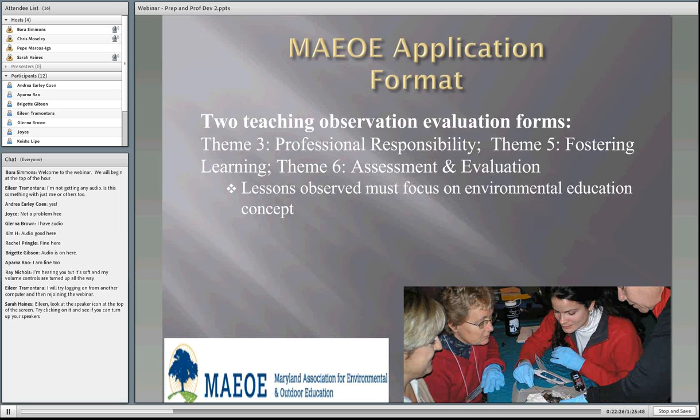2 teaching observation evaluation forms are turned in with their application packet. Those teaching observations are supposed to be made by a supervisor or superior, and in those observation forms and the rubrics that we use to score them, we're covering themes 3, 5, and 6.